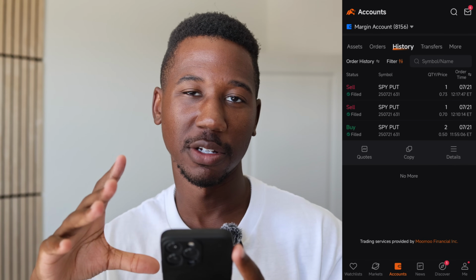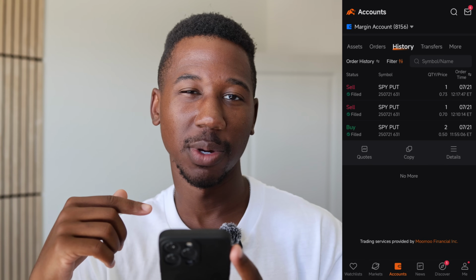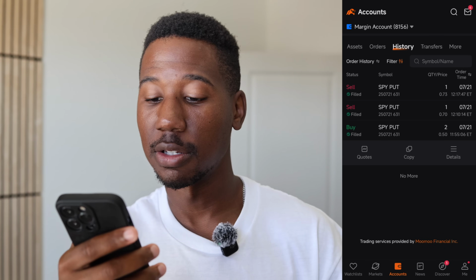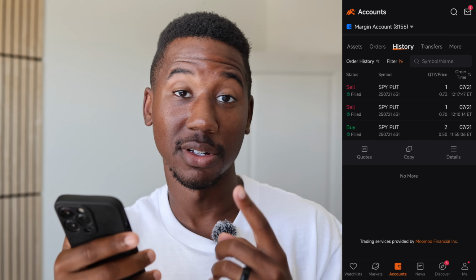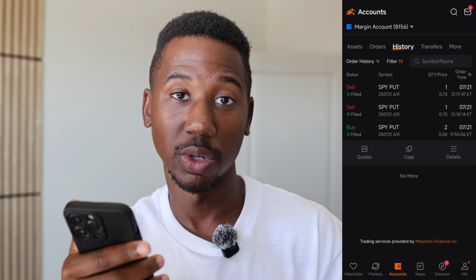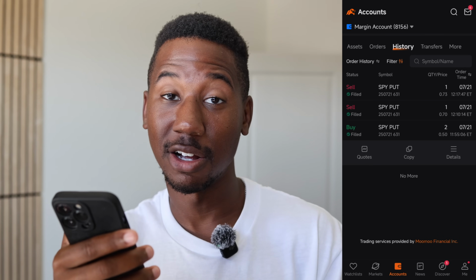Real quick, before we hop in the charts and look at the trade, I want to talk about some of the aspects that made this trade work. This is something I recently got back to doing. Today is July 21st, and these contracts also expire on July 21st, so these are 0 DTE contracts.